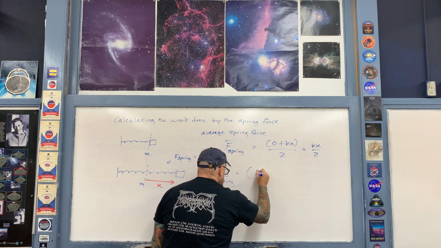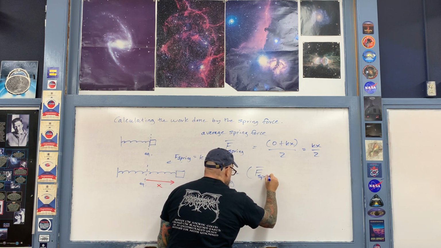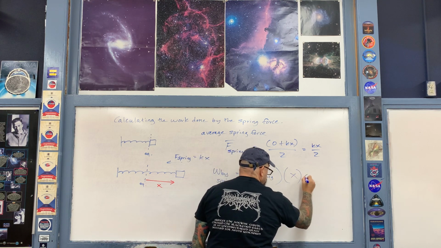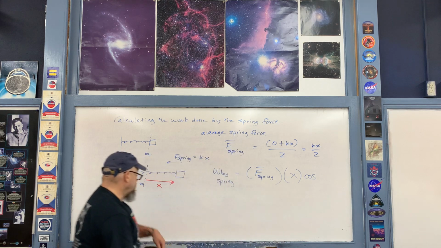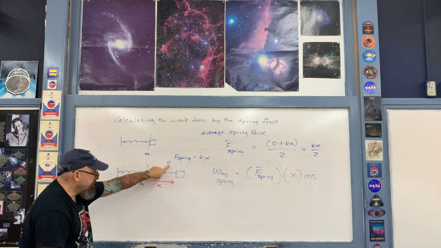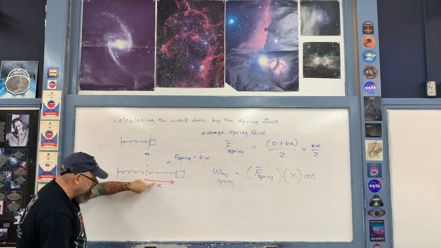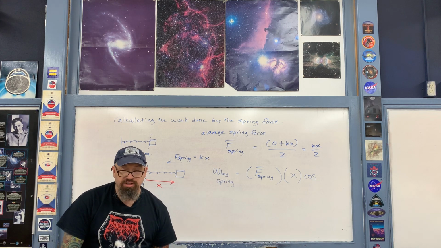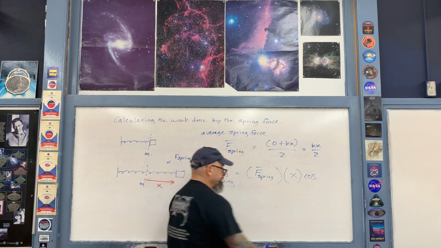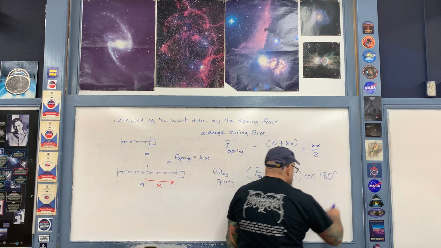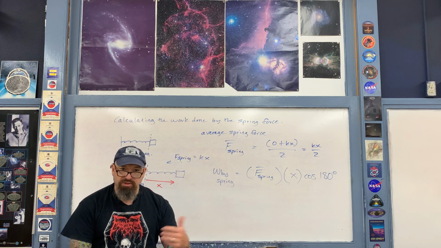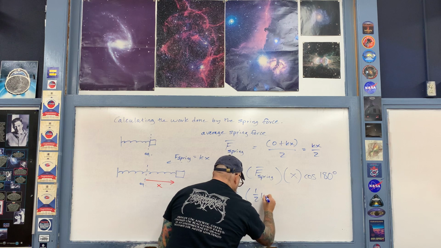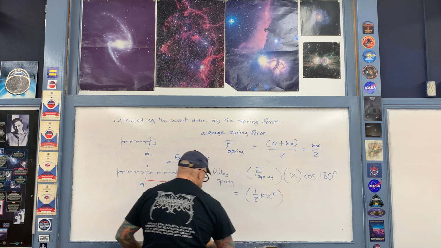So the work done by the spring force now is going to be the average value of the spring force multiplied by the displacement vector, and then multiplied by the cosine of the angle between these two vectors. The spring force acts to the left-hand side of my diagram, the displacement is to the right-hand side, therefore there is a 180-degree angle between the two. Cosine of 180 degrees is equal to -1, so if we plug in, we get 1/2 kx squared, with a negative sign.